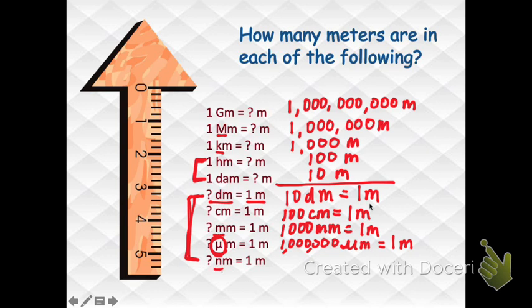And then nano is like times 10 to the 9th. So we would say 1,000,000,000 nanometers in 1 meter. What questions do we have about that?